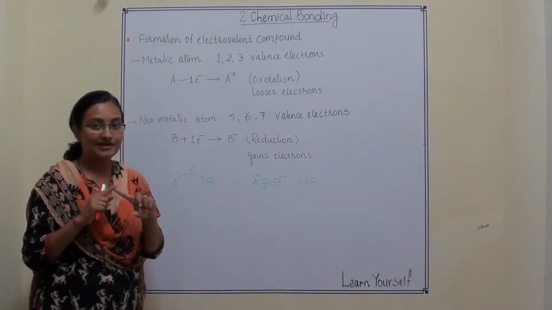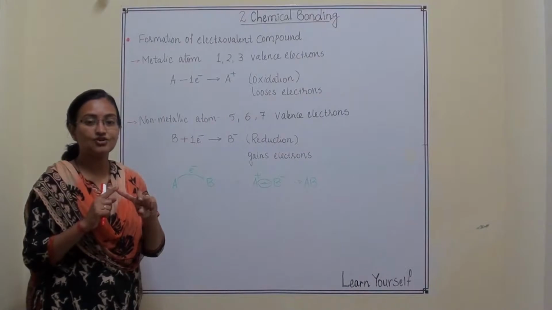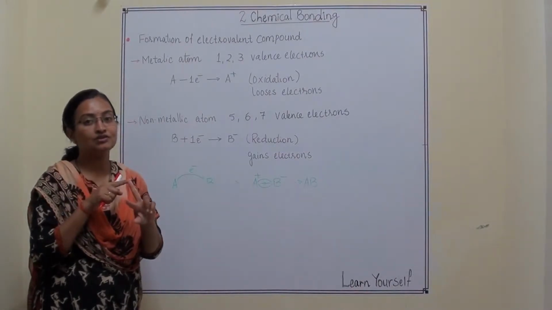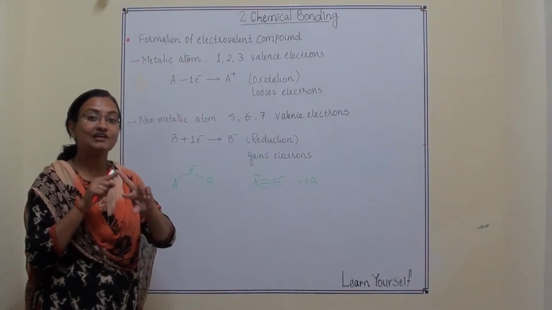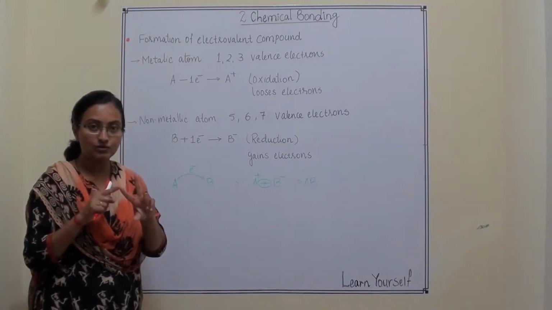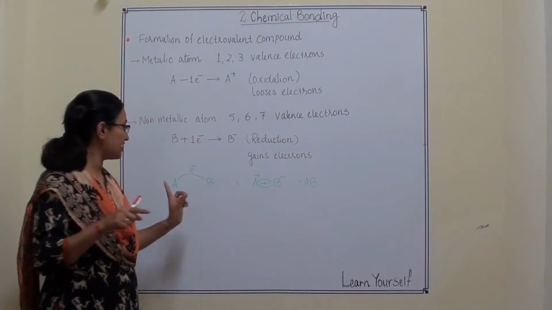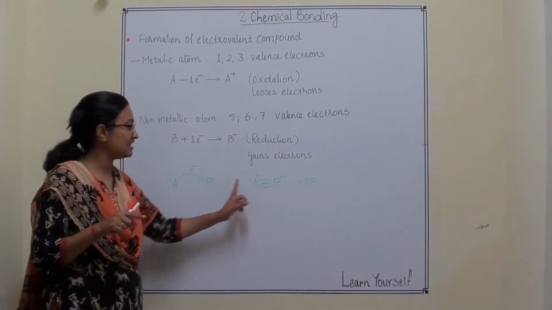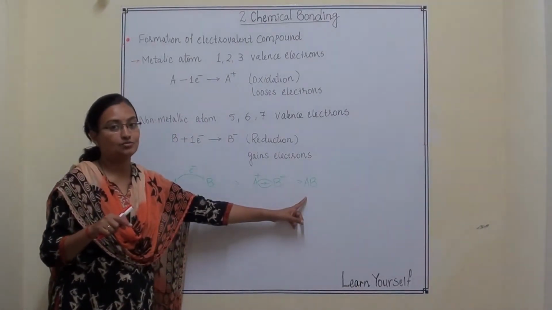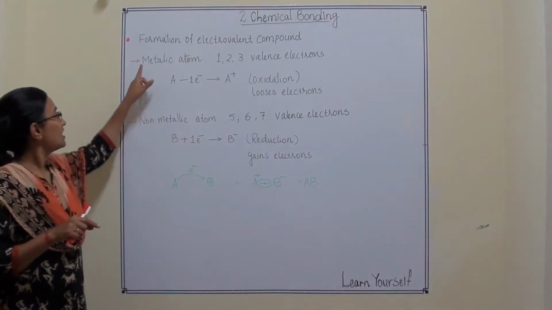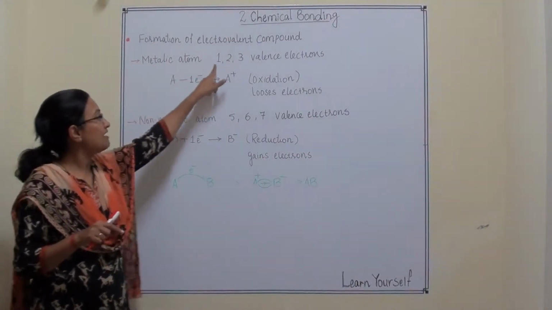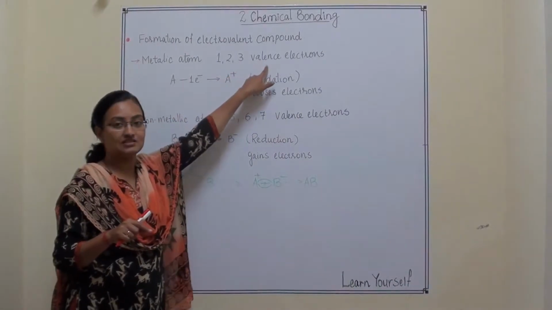One will be a metallic atom which will lose the electron, and the other one will be a non-metallic atom which will gain the electron. One will lose, one will gain. So in between these two, a transfer of electron will take place and they will make an electrovalent bond. We'll see in detail. A metallic atom will have 1, 2 or 3 valence electrons.